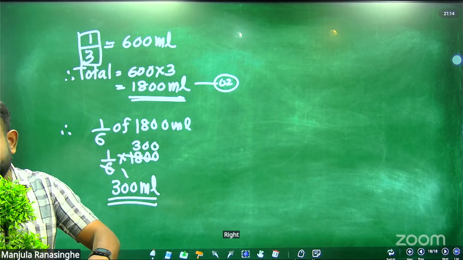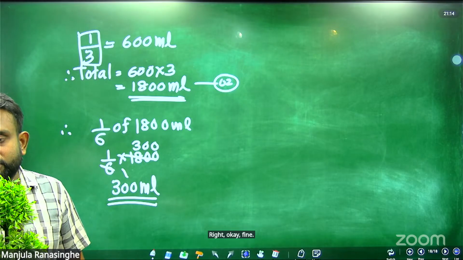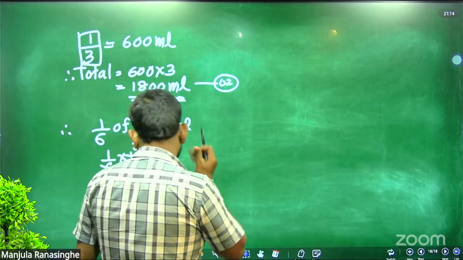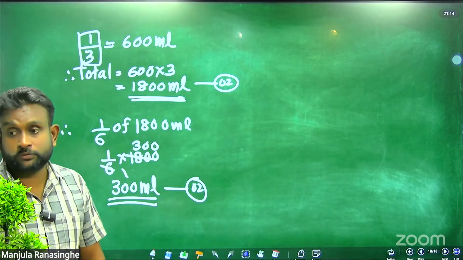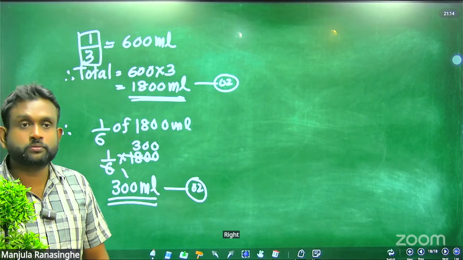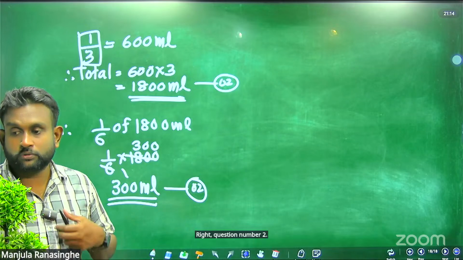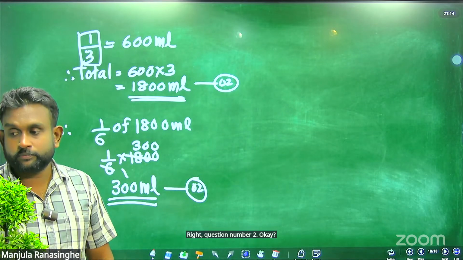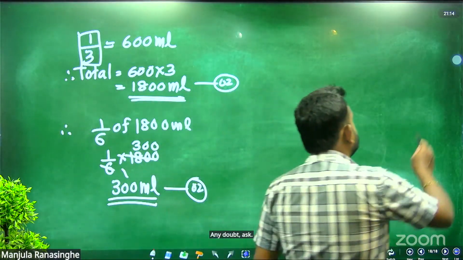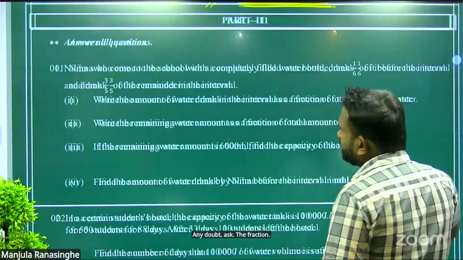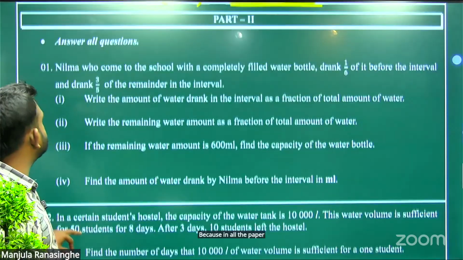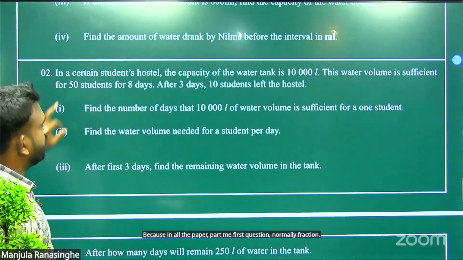Right, okay, fine. Sadly, 2 marks for that. Right, question number 2. Any doubt? Ask. Is it clear? A fraction question always comes. I have been putting fractions in every paper, because in all the papers, part B first question is normally a fraction.